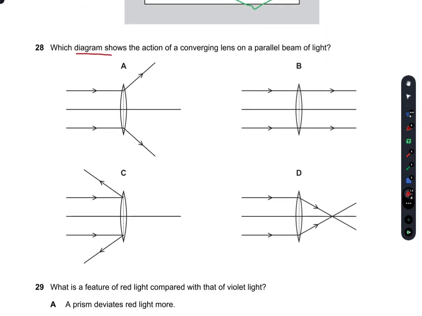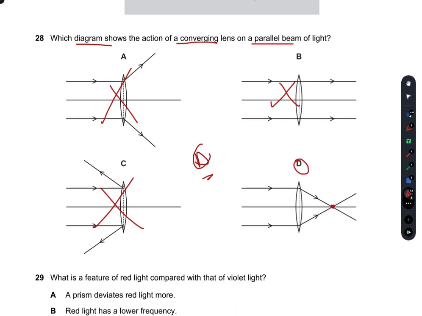Which diagram shows the action of a converging lens on a parallel beam of light? So a converging lens would converge them. B has no effect shown. A diverges them. C again is wrong. D, yes, D converges them to a point. So D is the right answer.